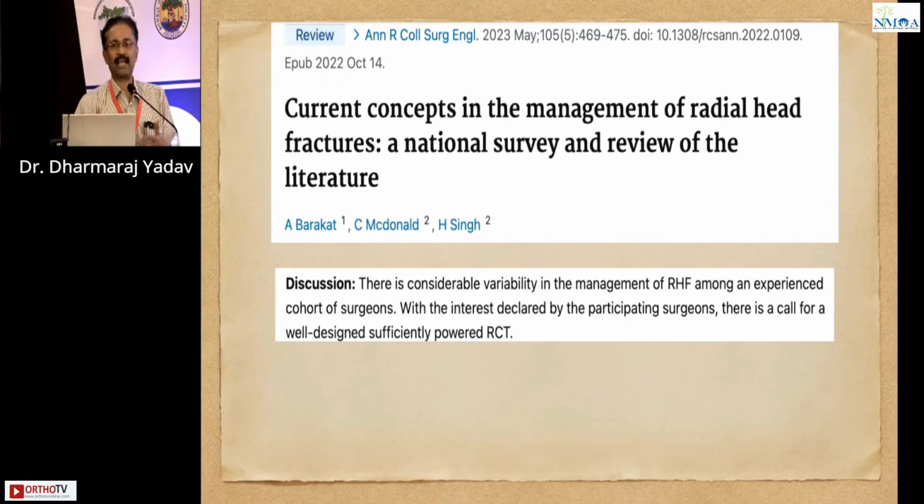Why did we first start this? This paper says, a national survey in England, that there is considerable variability in management of radial head fracture among an experienced cohort of surgeons. With the interest declared by participating surgeons, there is a call for a well-designed, sufficiently powered, randomized control trial. The reason is, even in 2022, we still do not have a clear-cut idea as to what is to be done, especially in this comminuted radial head fracture.